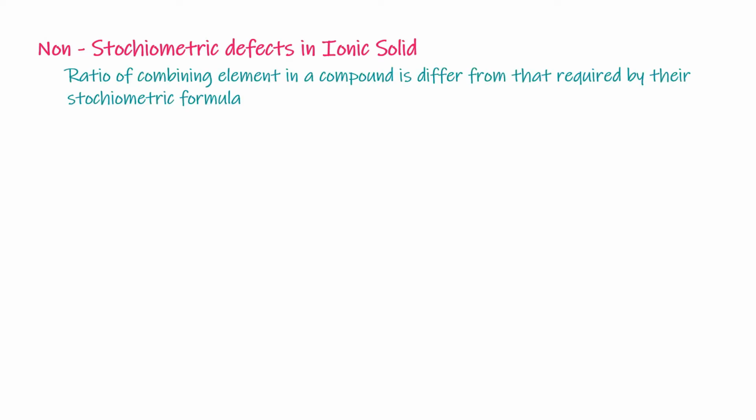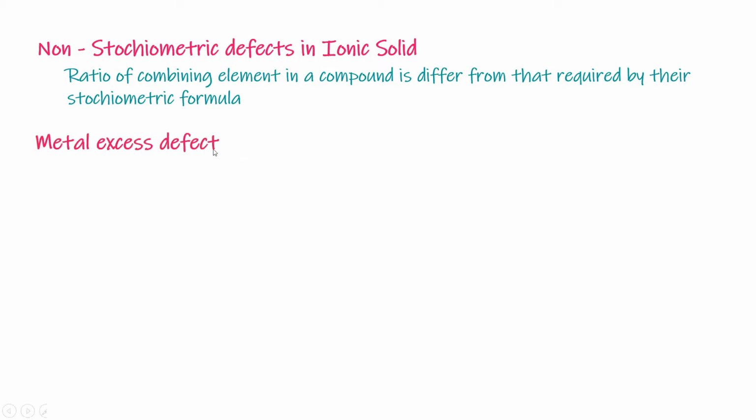It is defined as the ratio of combining elements in a compound being different from that required by their stoichiometric formula. This means if you are taking sodium chloride crystal, what's the ratio of sodium to chlorine? We know the formula is NaCl, that means Na1Cl1, so the ratio is 1:1. Due to this defect, the ratio may be changed. Such type of defect is known as non-stoichiometric defect.